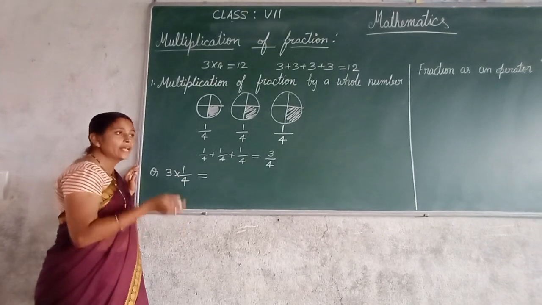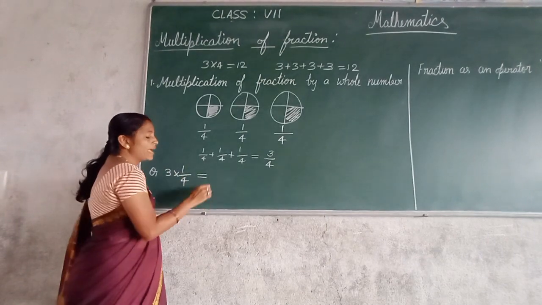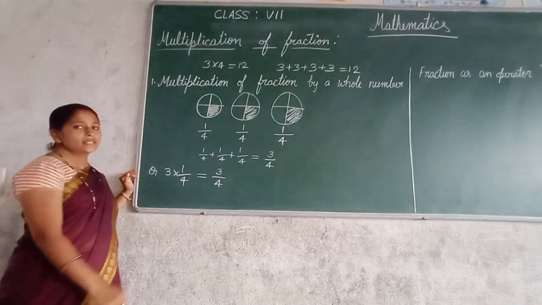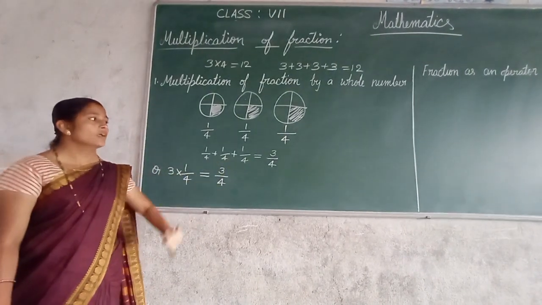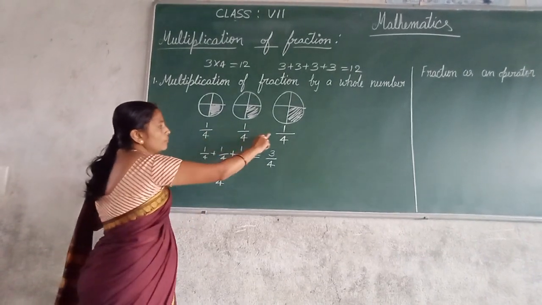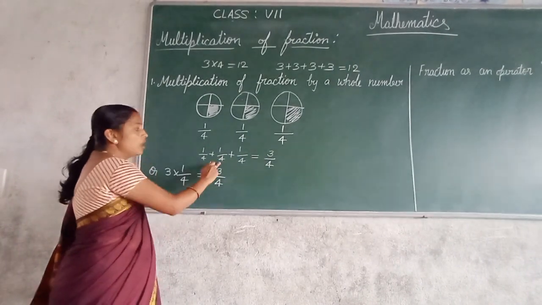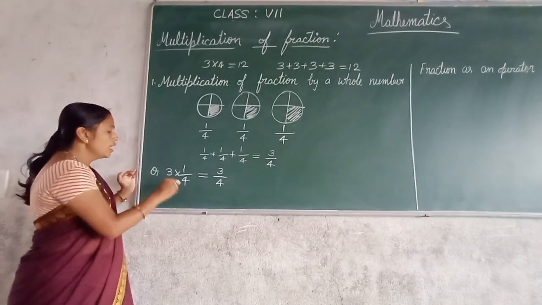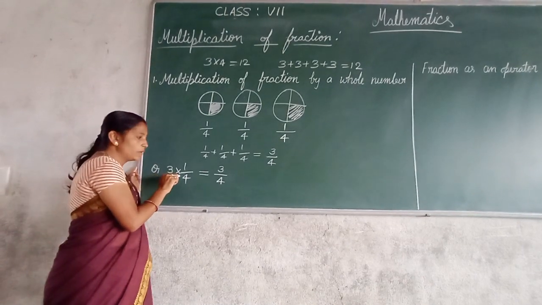How to multiply? Here the method is, whatever the whole number you have to multiply, multiply it with the numerator, and the denominator will be the same. This is the concept you understood. The same thing you have got here: 1 upon 4, 1 upon 4. If you add 3 times also, you will get the same thing. Multiplication is nothing but repeated addition, because 1 upon 4 is repeated 3 times.